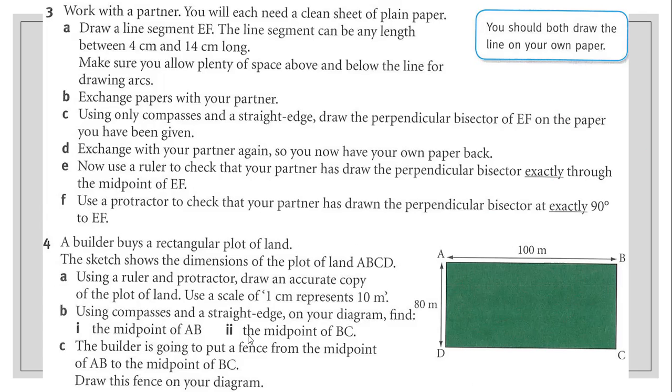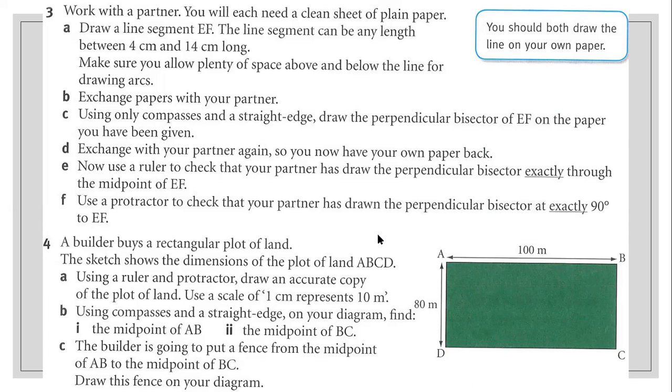So let's talk about the other one. Okay, so this one will be 8, so here is 8 centimeters and this one is 10 centimeters. Using the compass and straight edge on this diagram, find the midpoint of AB. This one AB, the midpoint will be, sorry, 5 here, and this one will be 4.